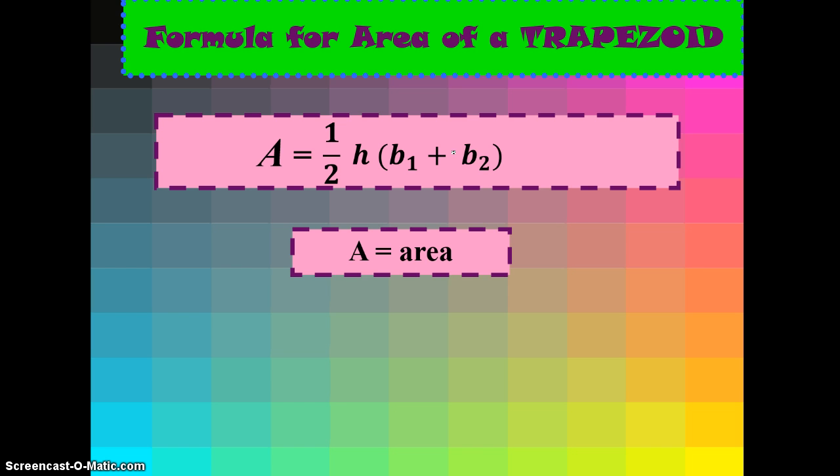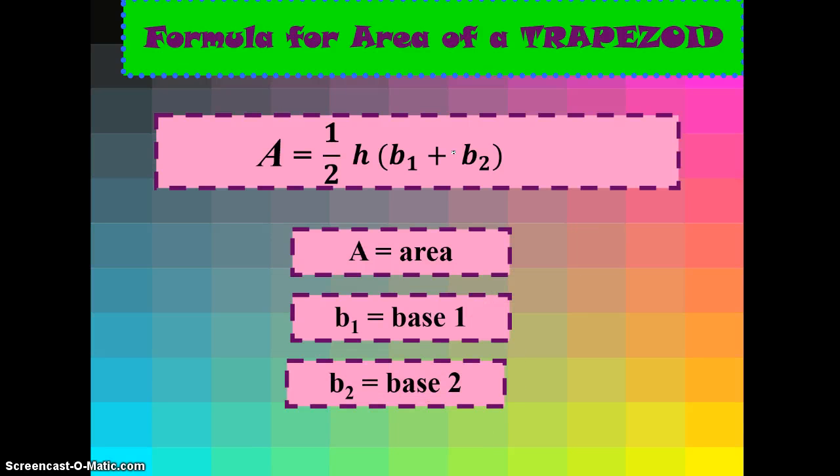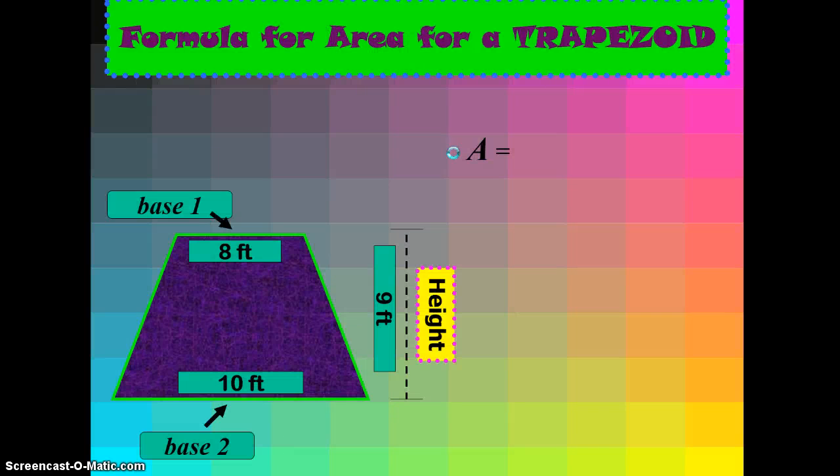Multiply that by the height. And then lastly, divide that measure by 2, or if you prefer, multiply it by 0.5, which is the decimal equivalent of 1/2. A in our formula, of course, means the area. B1 is just the measure of the first base. B2 is the measure of the second base, just like in baseball, huh? And then h for our height in our formula.